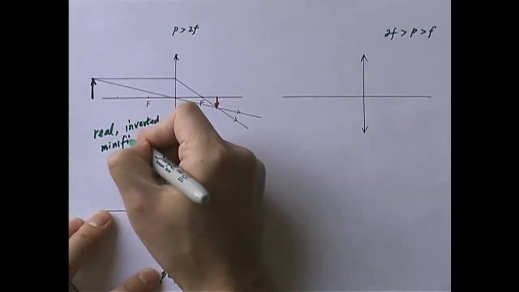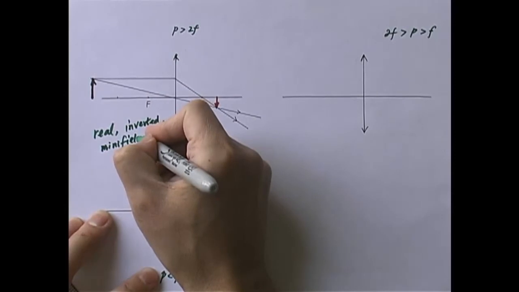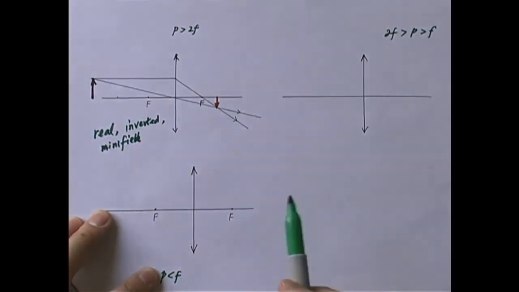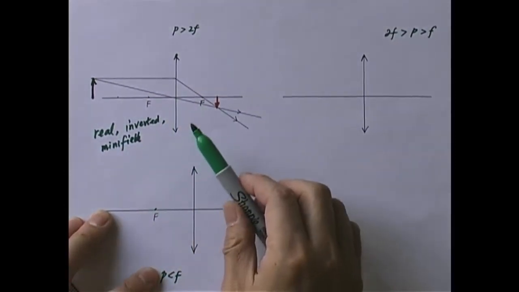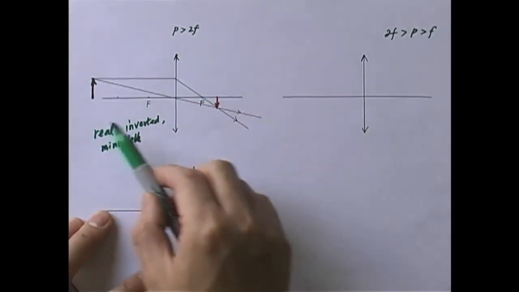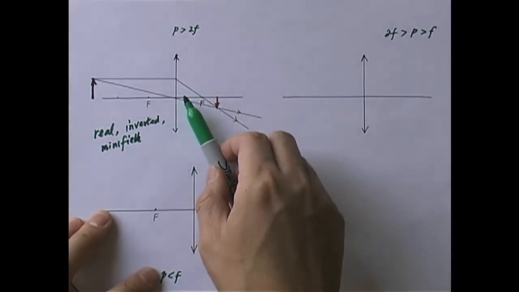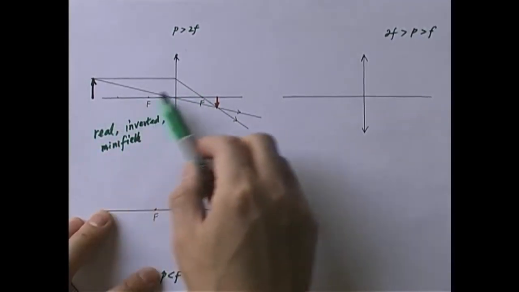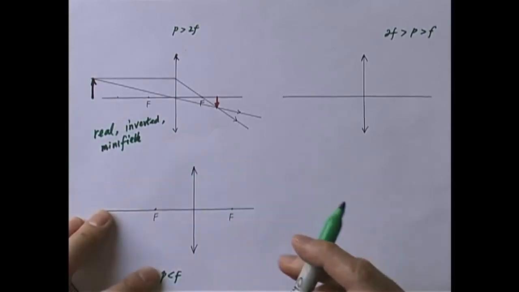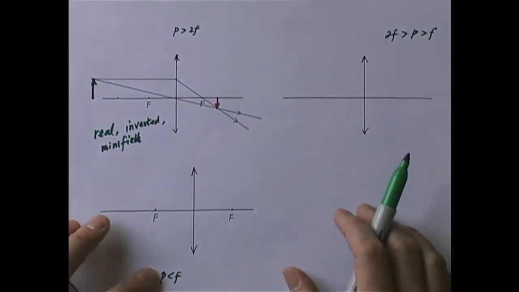Okay, you see, this is really the same as the case of a concave mirror. Right? For a concave mirror, when P is greater than 2F, you get the same deal. A real inverted diminished image, except of course in that case everything is reflected, so the image is formed on the same side as the object. Here it is formed on the opposite side, as it should be for refraction.